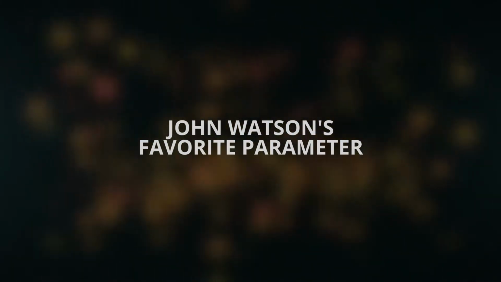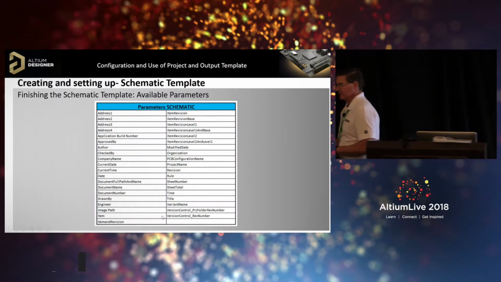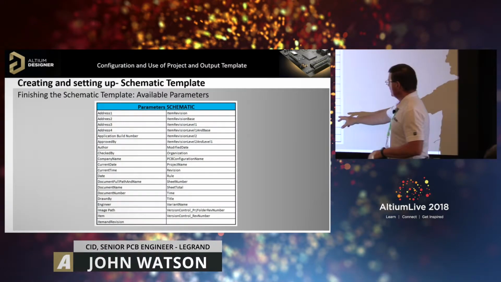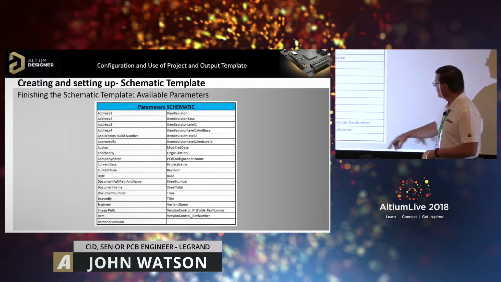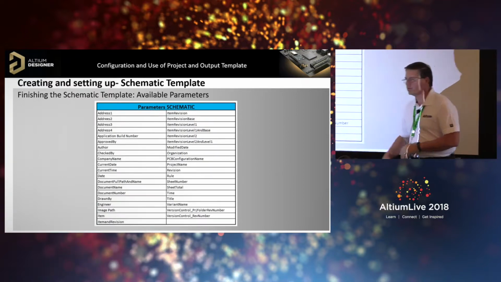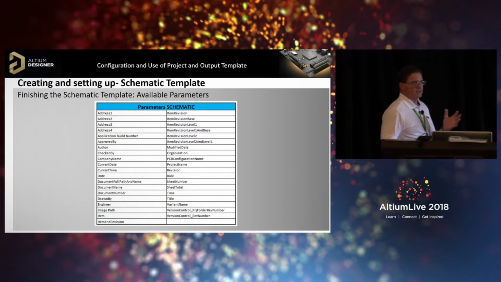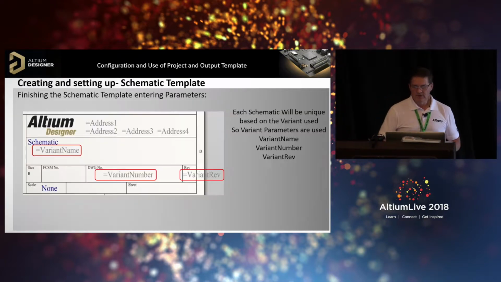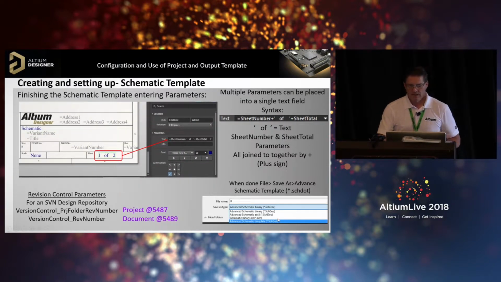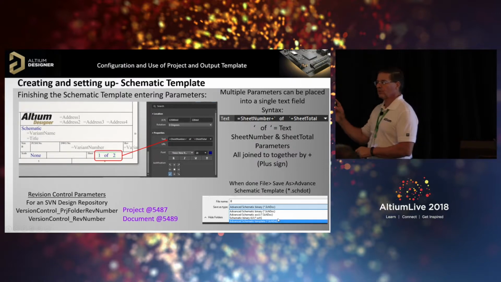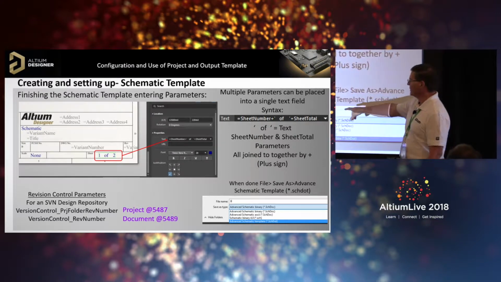This is probably one of my favorite parameters that I use. Right down here at the bottom, version control project folder, version control rev number. Now this is really, really cool, because what we do is we have placed onto our document, we use that parameter.